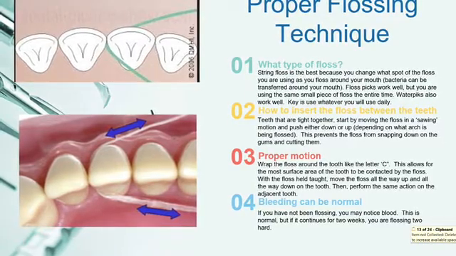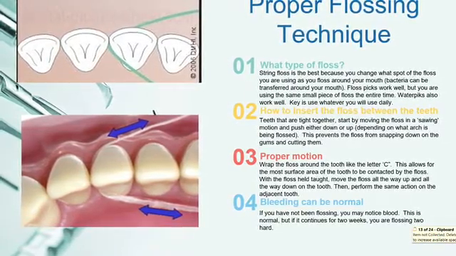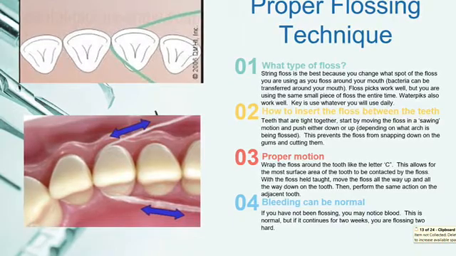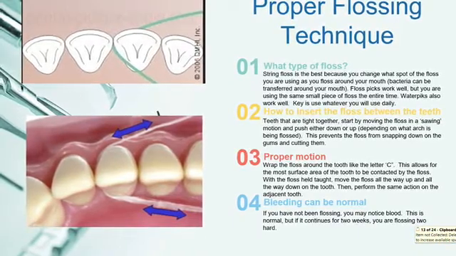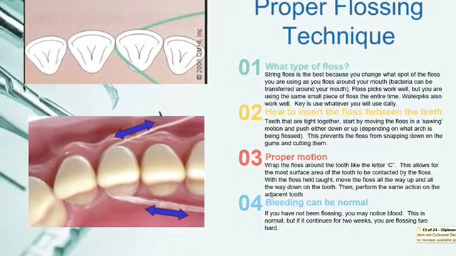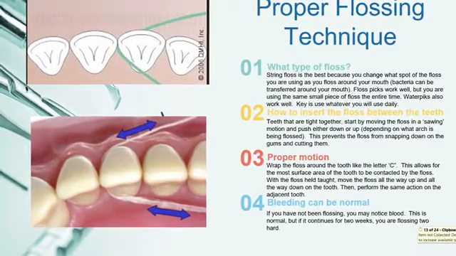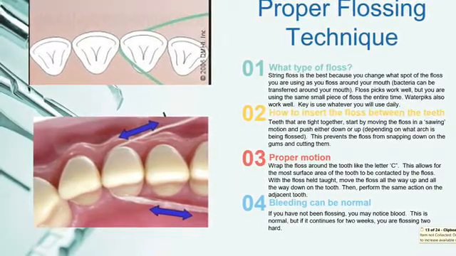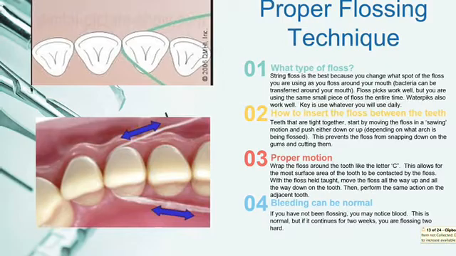Move the floss in a saw motion between the teeth. Once the floss is down by the gums, wrap the floss in a C shape and gently move the floss up and down the tooth. Then perform the same action on the adjacent tooth. It is recommended to floss before you brush.